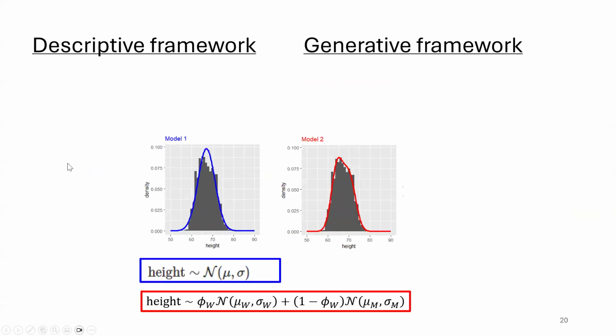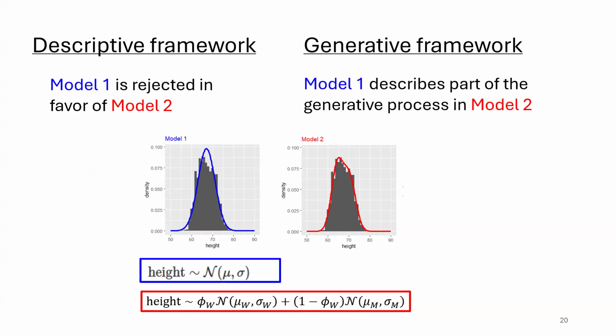So if we were just using a purely descriptive framework, we might say that we reject model 1 in favor of model 2 because it's a better fit to the data. And we can do some kind of goodness of fit test, but it would tell us what we can see with our eyes. But in a generative mindset, we might say that model 1 describes part of the generative process in model 2, and both models are useful for understanding our system.